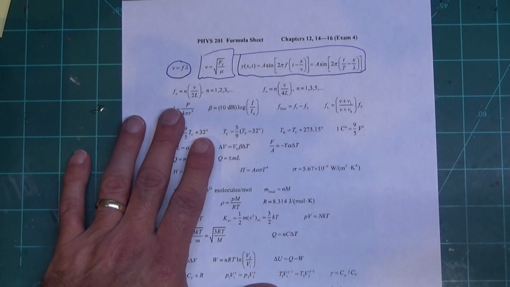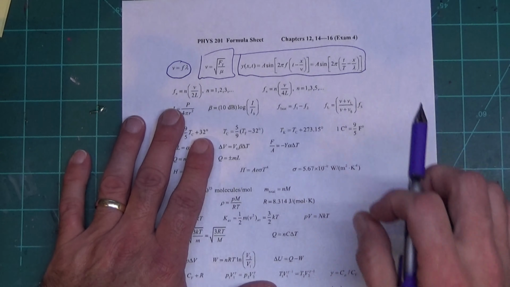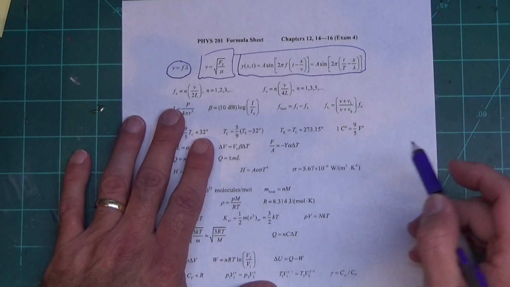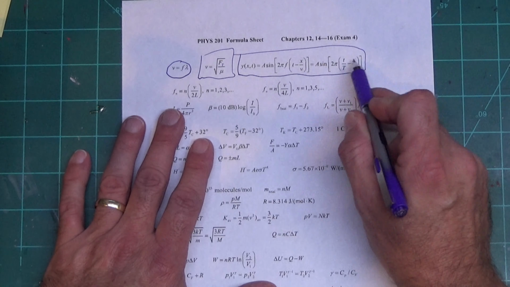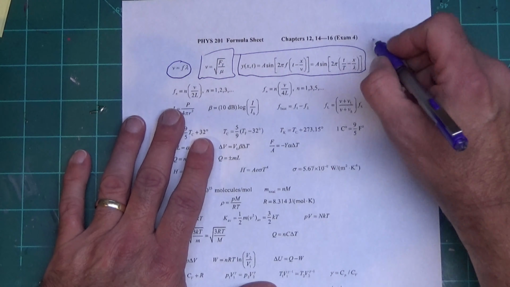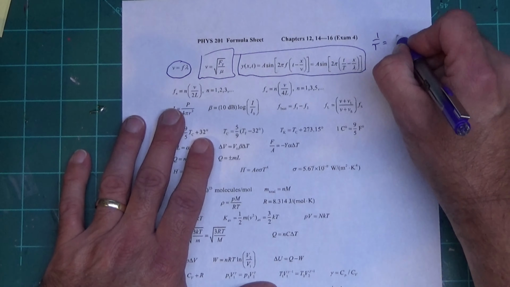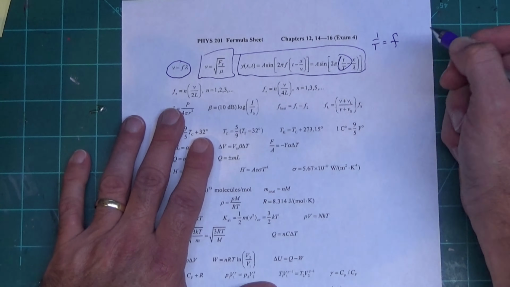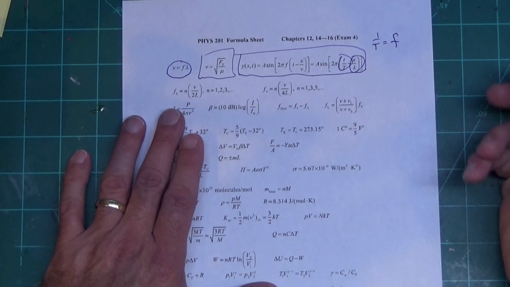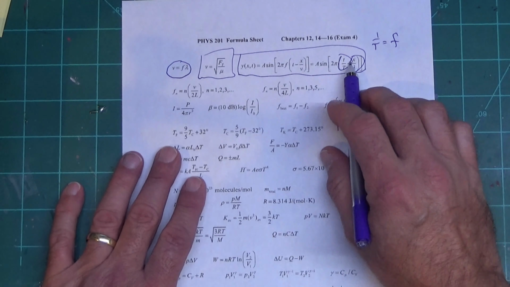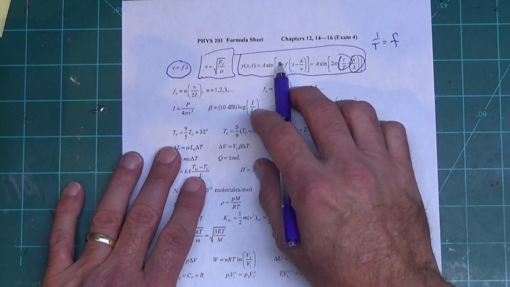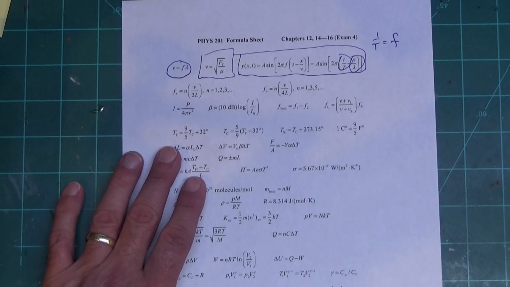Rarely on a test, but it has been there once or twice. The form of this is really, really weird. To me, I'm used to this form over here. Okay? 1 over T is equal to the frequency, so this is really just frequency, and over here you have wavelength. I'm used to this format. This format's weird, and I haven't really seen much of that format.